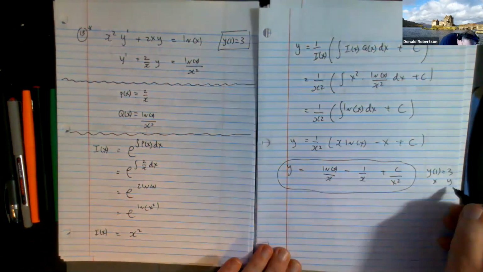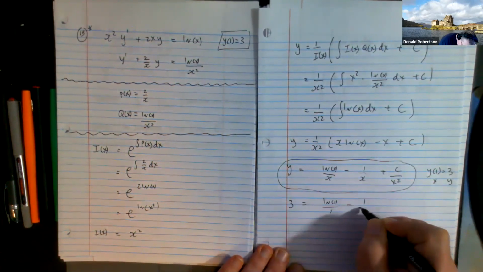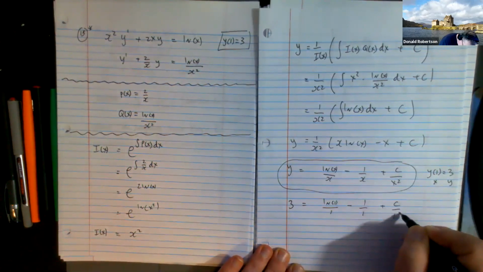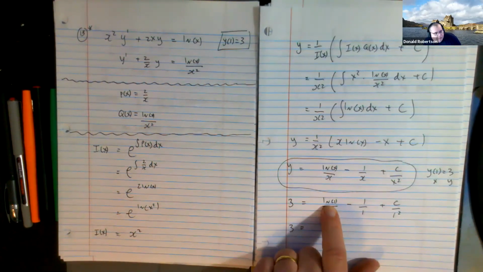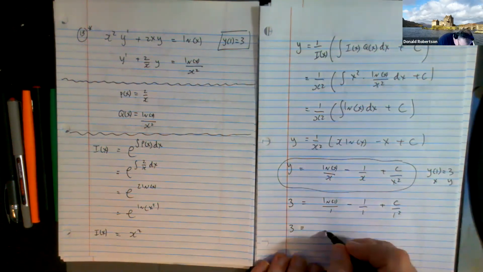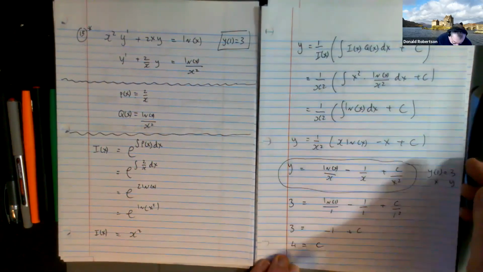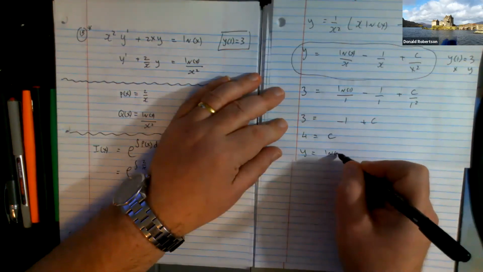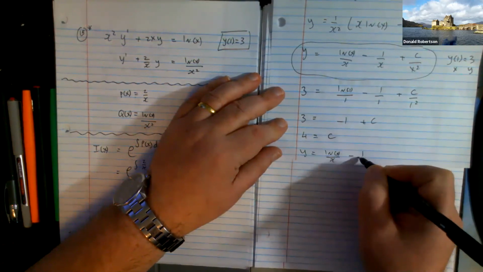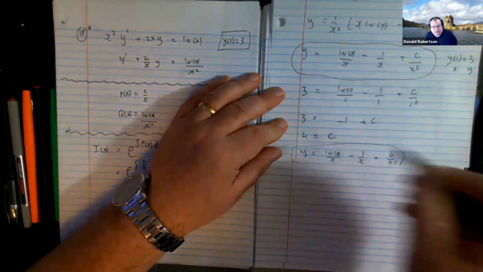So 3 goes here. The natural log of 1 over 1, take away 1 over 1 plus C over 1 squared. Right. The natural log of 1 is actually 0. You can check it, but it is. Well, that's obviously negative 1, and that's plus C. So that makes C 4. And so your final answer is y equals the natural log of X over X minus 1 over X plus 4 over X squared. And stick a fork in it, and it's done.